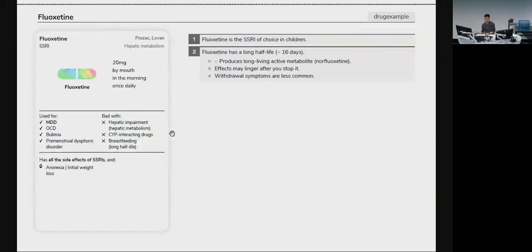Some things to know about fluoxetine: it's contraindicated, or you should be very wary, if there's hepatic impairment or interaction with cytochrome P450 drugs. And one special thing about fluoxetine is that it's the drug of choice if you're going to use a medication in children or adolescents for depression. So if you have to choose an SSRI for a child or adolescent, you choose fluoxetine because it's got the most evidence behind it. The other ones, we just don't know the side effects in the child and adolescent population.